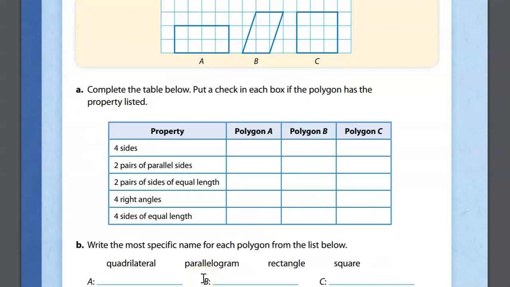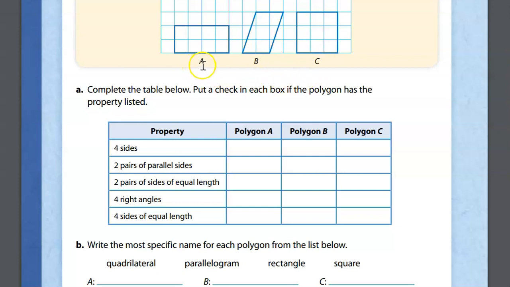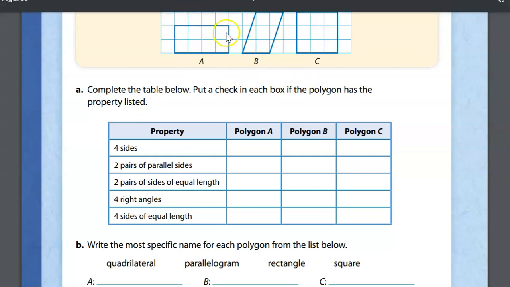B now asks us to write the most specific name for each polygon from the list below. So we have 4 options. We have quadrilateral, parallelogram, rectangle, and square. And we are going to give each of our polygons above a specific, or the most specific, name. So let's look at polygon A. Polygon A is a rectangle. So I'm going to write down rectangle in polygon A right here.